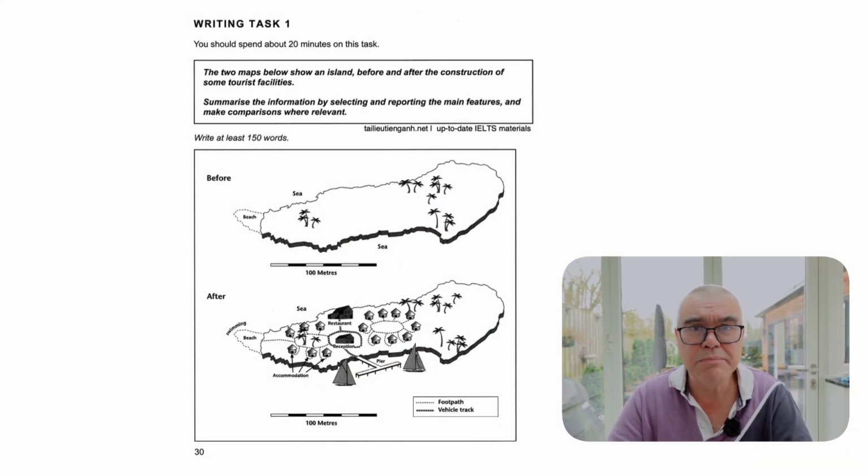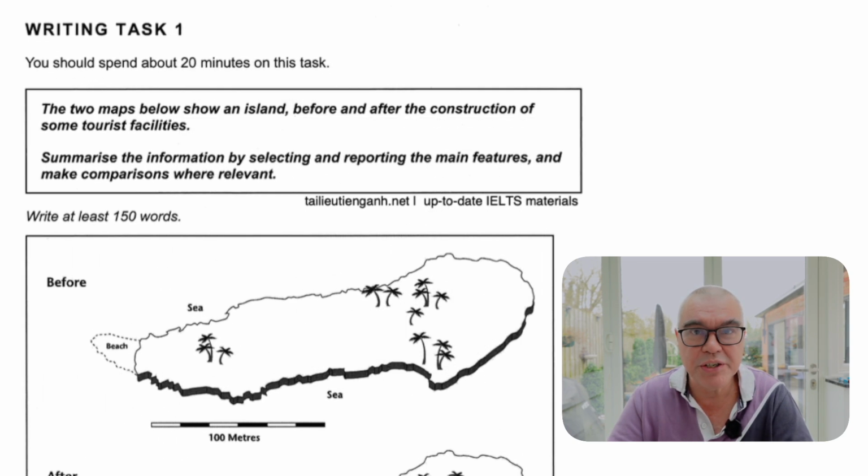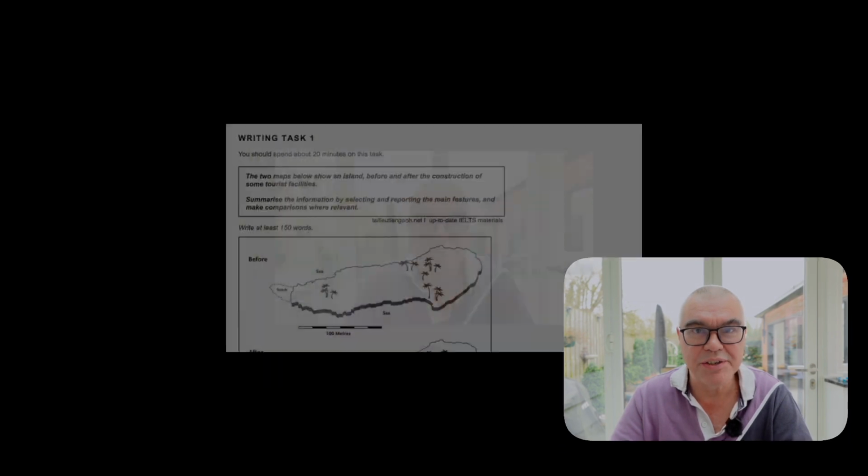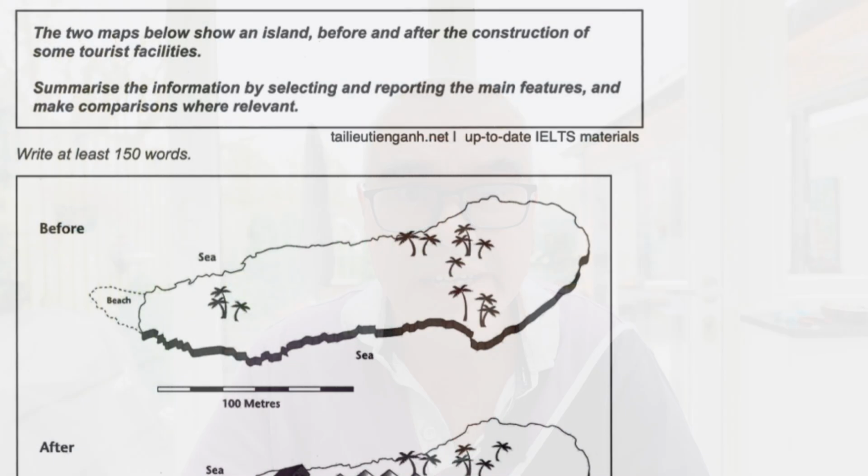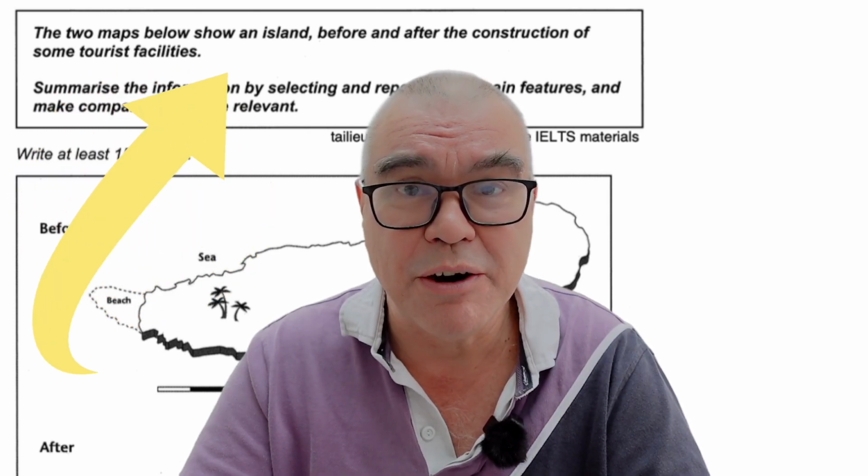Now, I'll just show you some example instructions from a map question. You can see it here. The two maps below show an island before and after the construction of some tourist facilities. Summarize the information by selecting and reporting the main features, and make comparisons where relevant. Let's start with the description. So the description is given to you in the question. It's the first part that I just read out to you.